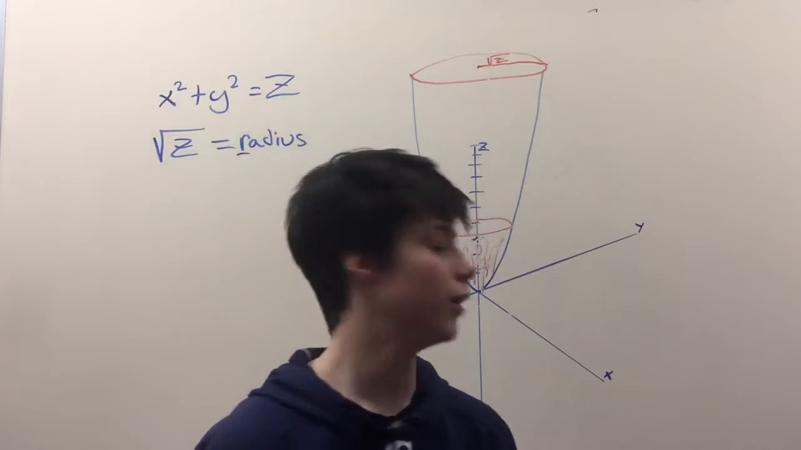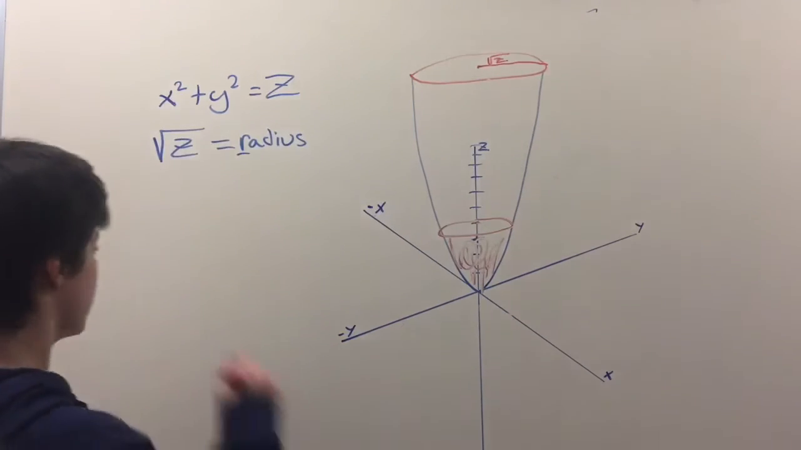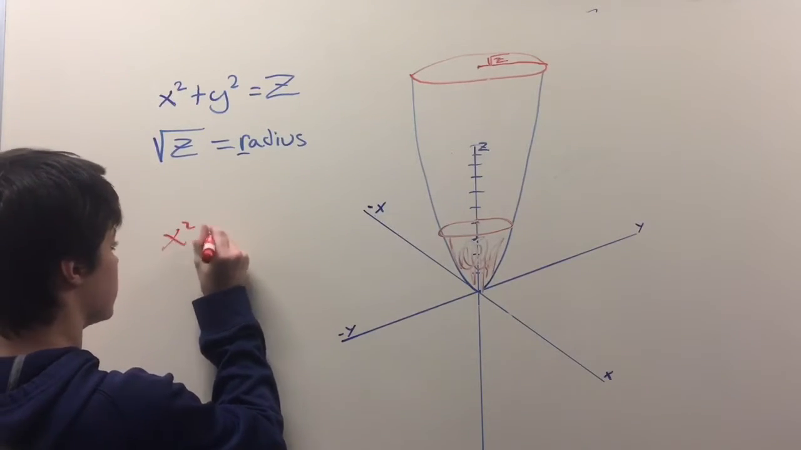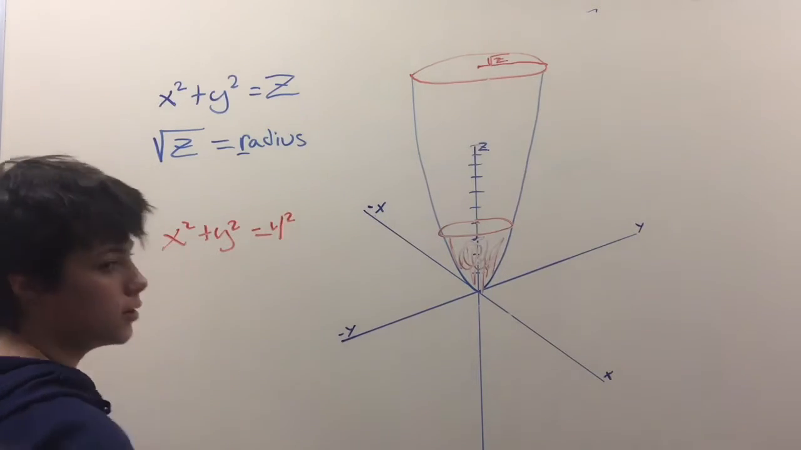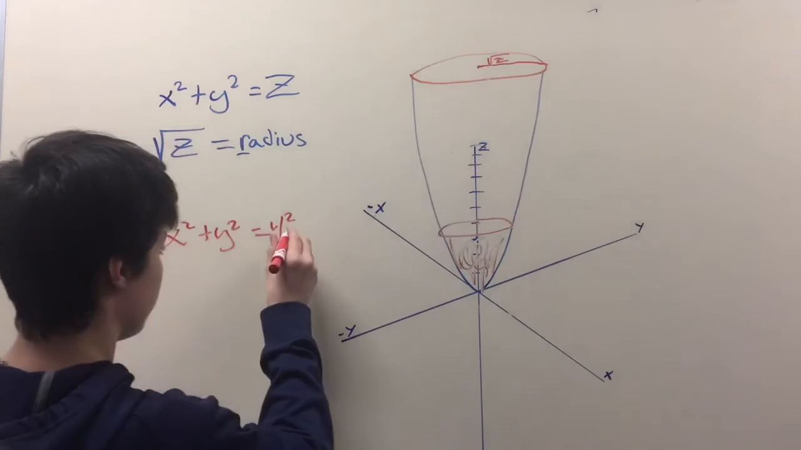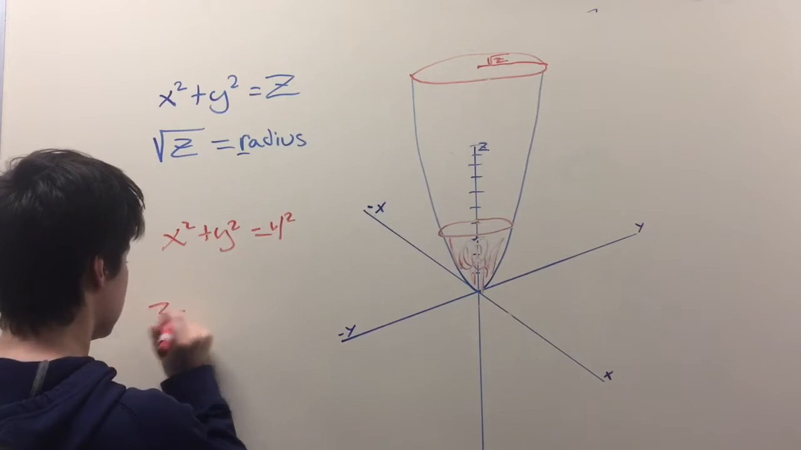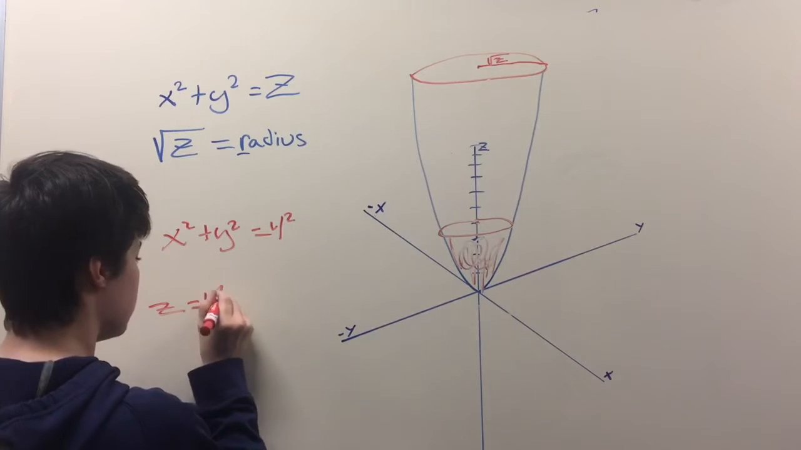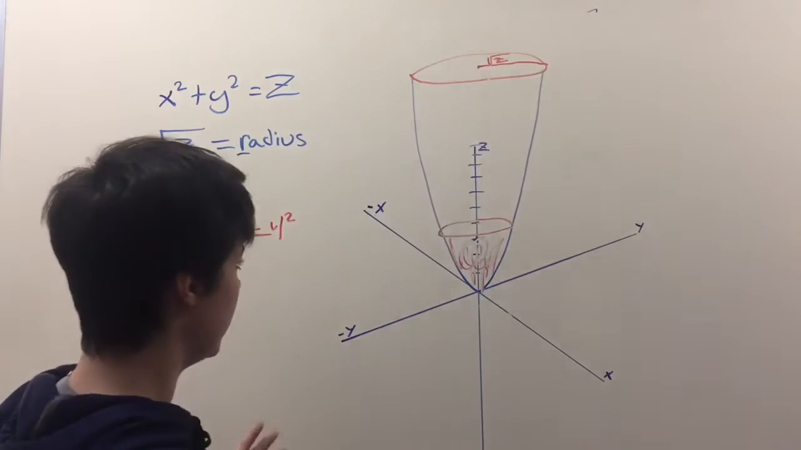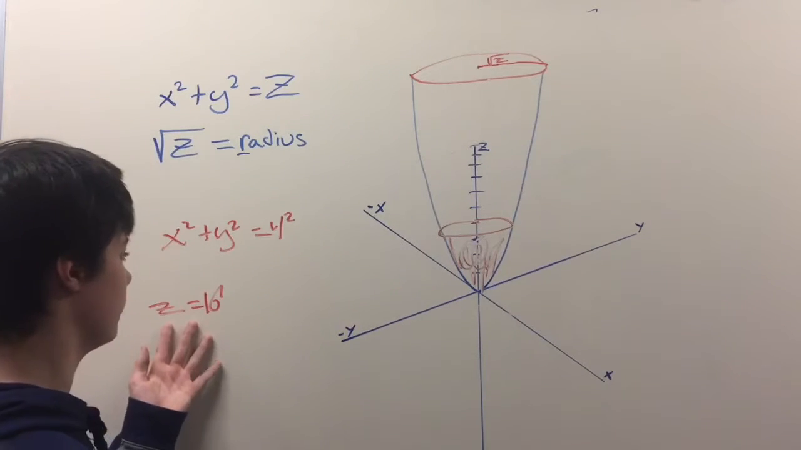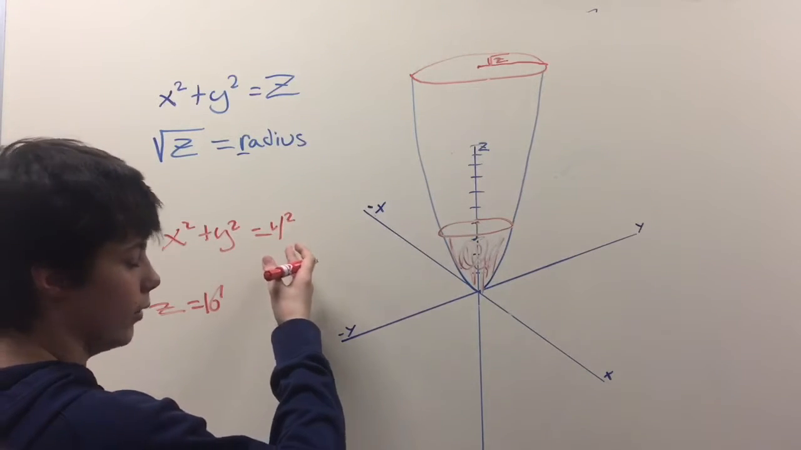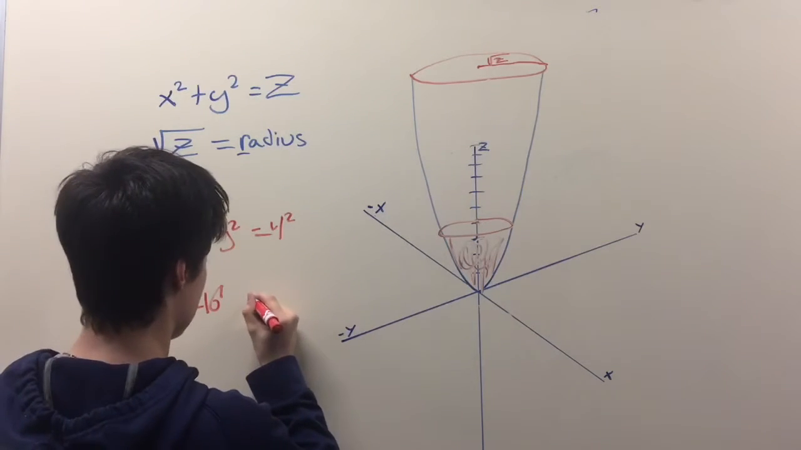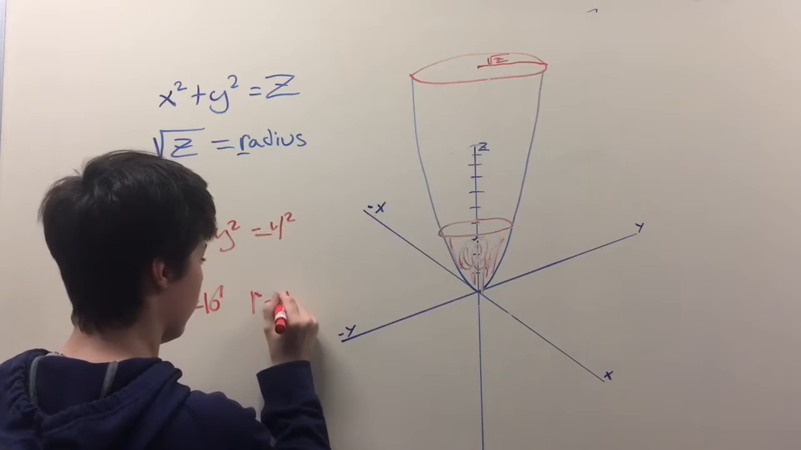Alright, now I'm going to run you through another problem. Say x squared plus y squared equals 4 squared. So to find z, we square 4, so that would be equal to 16. And then to find the radius, we can find the square root of 16. Or another way, we can just say 4, because we know that we squared 4 before. So the radius would be equal to 4.